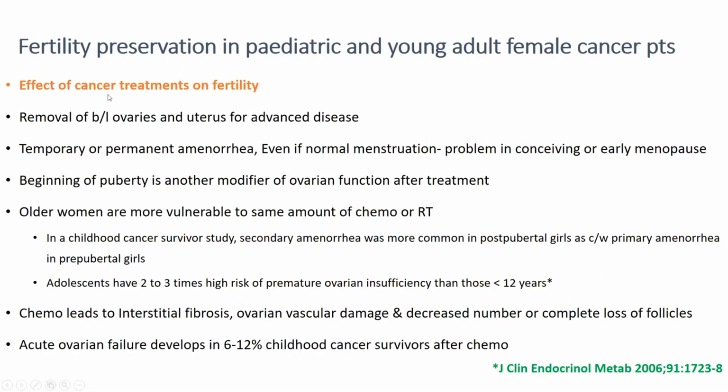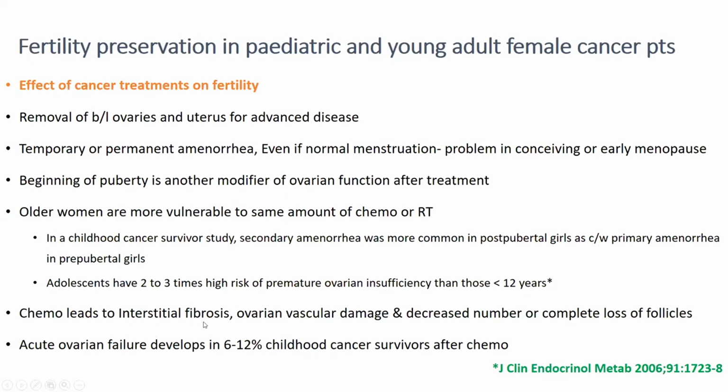So what is the effect of cancer treatment on fertility? First is surgery. Removal of bilateral ovaries and uterus for advanced disease will hamper fertility. Then chemotherapy may lead to temporary or permanent amenorrhea. Although the menstrual cycle can be resumed later in life, resumption of the menstrual cycle does not indicate that the patient will have a normal pregnancy in her future.